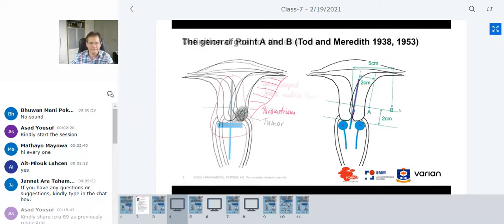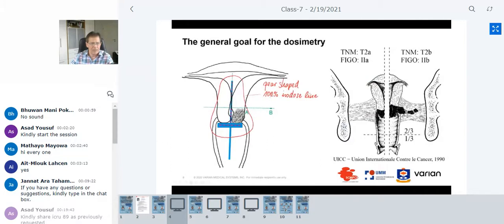Good. What is our goal? We want to get a pear-shaped isodose line, like shown here, which is normalized to 0.8, so that we can cover the treatment area sufficiently. And if you look here on the FIGO staging, there's just shown FIGO 2A and FIGO 2B stage. And you see in 2A, the tumor is growing into the vagina. In 2B, it's growing along the parametria to the pelvic wall.